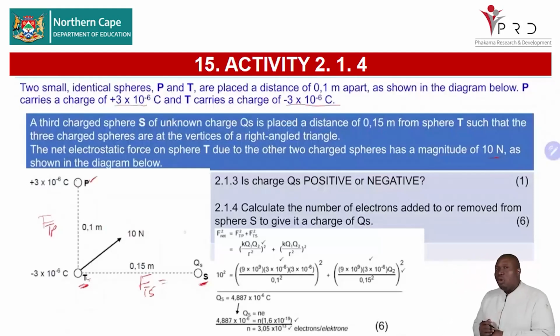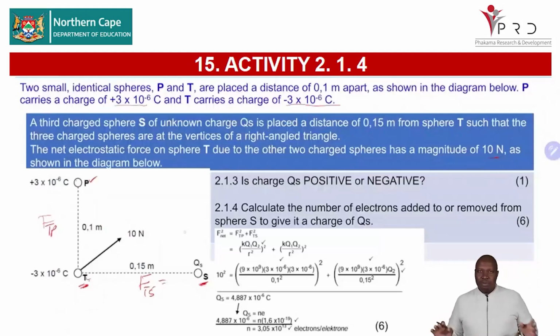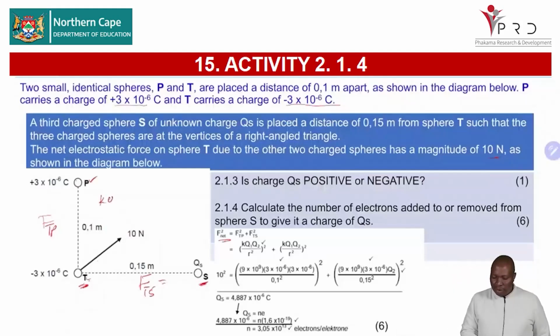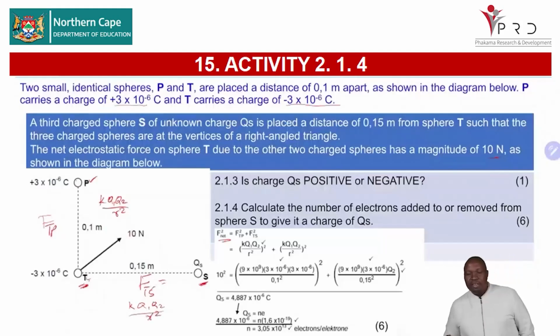So you see that your maths, your calculator must be handy because you're going to have to deal with this type of equation. For F net, you were given that it is 10 newtons, which is our resultant force. And then you have the formula kQ1Q2 over r squared for TP and another kQ1Q2 over r squared for TS. You write the formulas, the two of them as we did, and then you'll get 1 mark for your formula there.